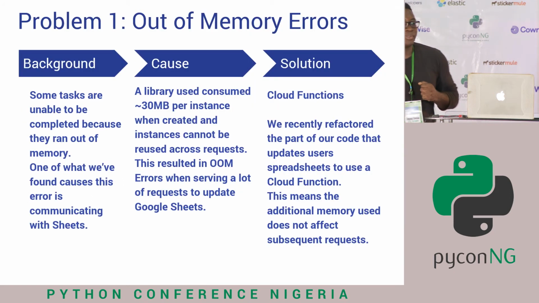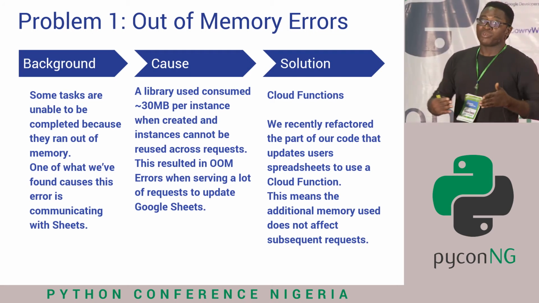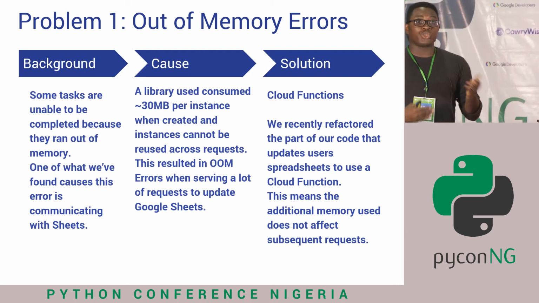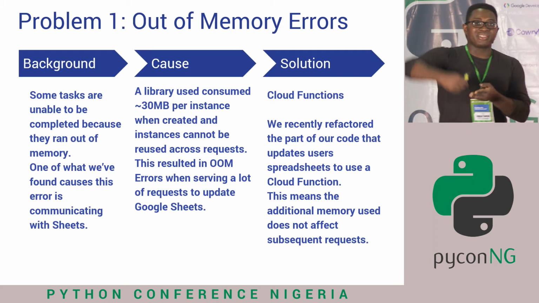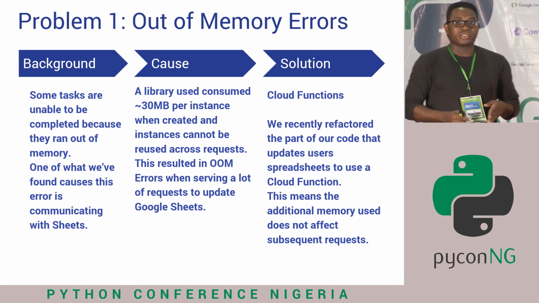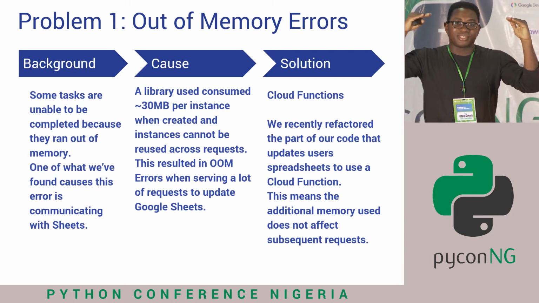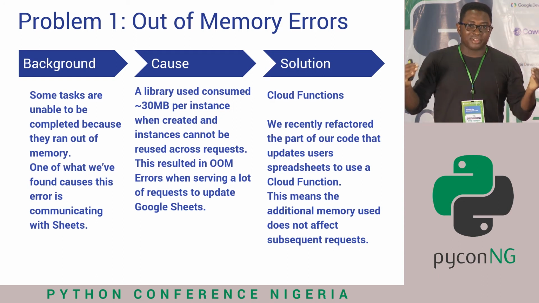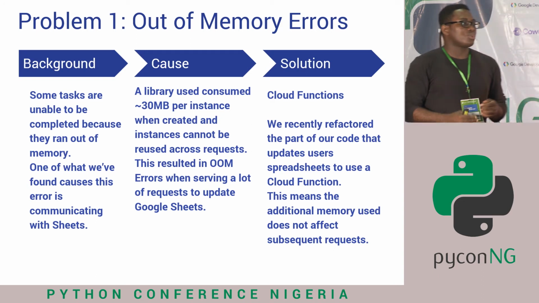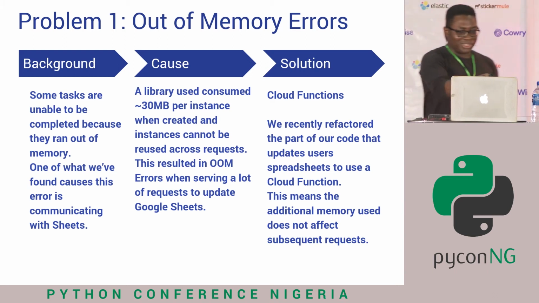One of the first problems we encountered was out-of-memory errors. When you are a small application and you have out-of-memory errors on Google App Engine, you go in, increase the instance memory, and continue life. But as you begin to grow, you get to a point where you've reached the limit. There's no more memory to give. What do you do? In this case, I think Yemisi would like to take the background.